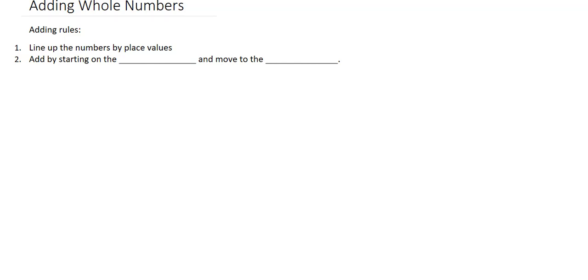Adding whole numbers. So the adding rules: we're going to line up the numbers by place values, right? And then we're going to add by starting on the right, and then we'll move to the left. So let's look at some examples.